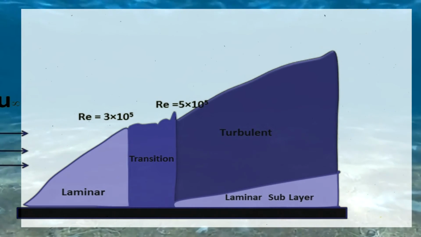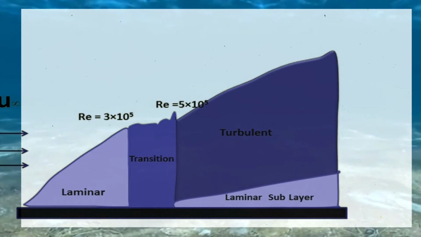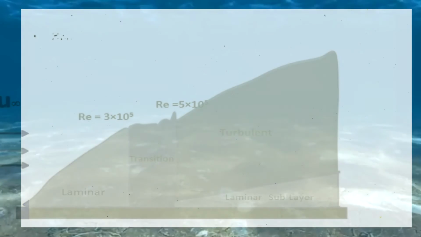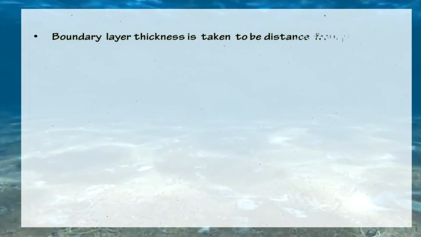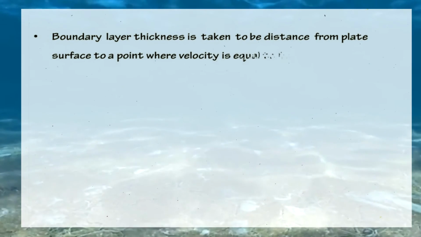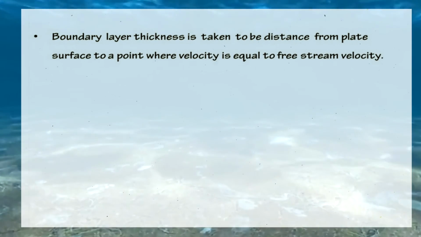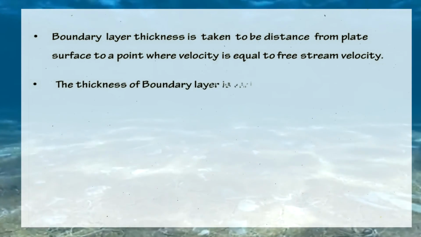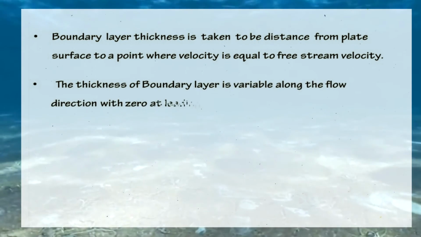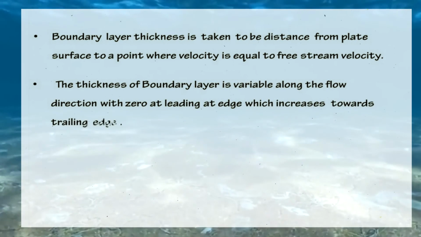So we can conclude all these important points from this boundary layer theory. First, the boundary layer thickness delta is taken to be the distance from the plate surface to a point where velocity u is equal to 0.99 of u infinity. The thickness of the boundary layer is variable along the flow direction, with 0 at the leading edge, and it increases towards the trailing edge.